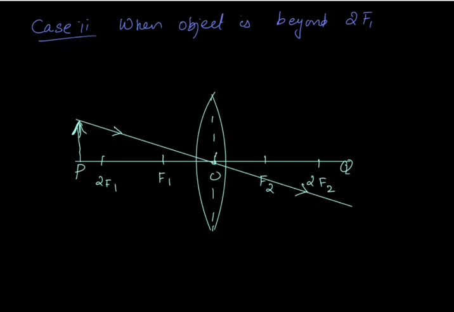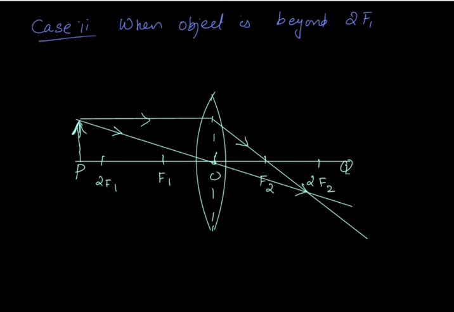Okay, now let us see that ray as the second ray. So this is the second ray which we are going to consider, which is parallel to the principal axis. After refraction, it will pass through the focus. Now let us see the refracted ray. So here I have shown the refracted ray. A parallel ray after refraction will pass through the focus.